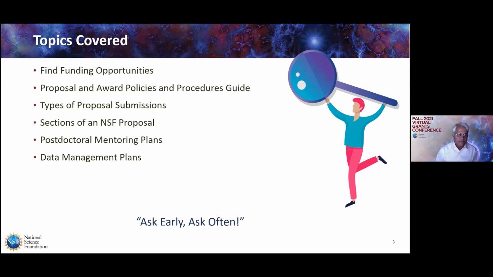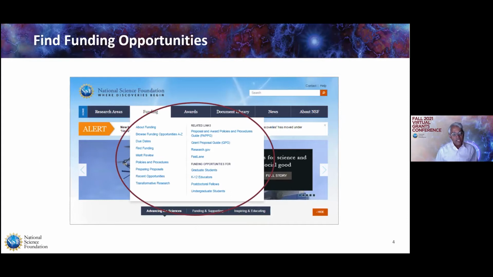Next slide, please. So let's start with how to find funding opportunities. And the best place to find those funding opportunities is the NSF website. Every funding opportunity that NSF publishes is routinely published on the website as soon as they go live. So there's no advance notice that anybody else has aside from what gets put on the website.